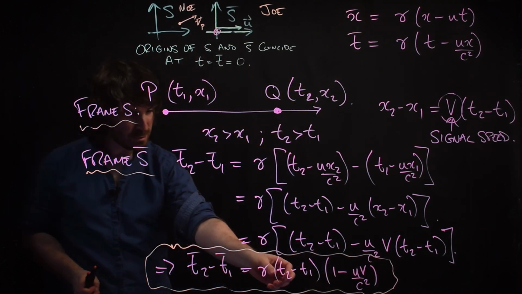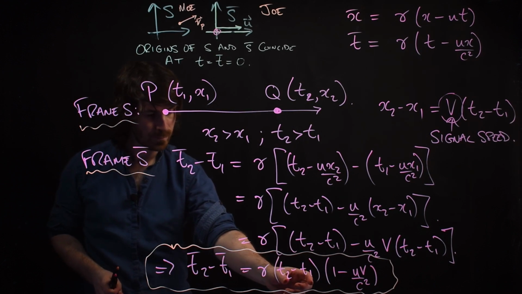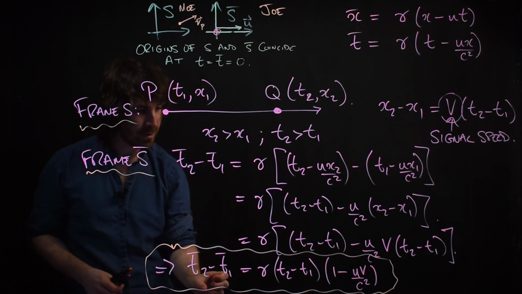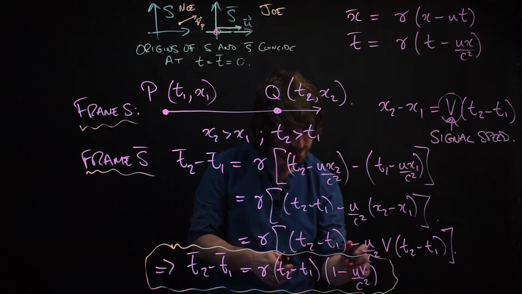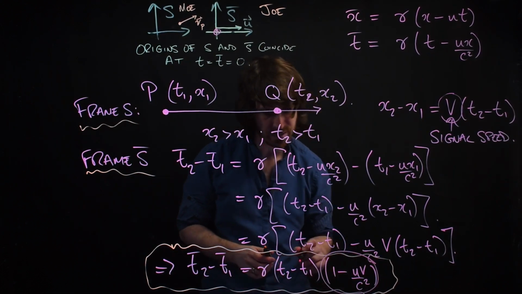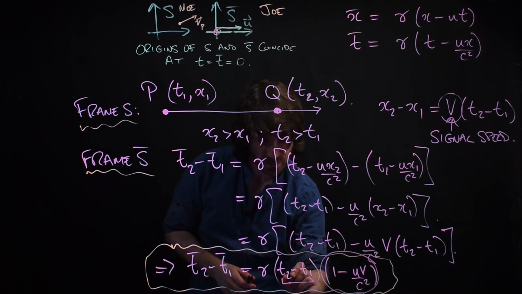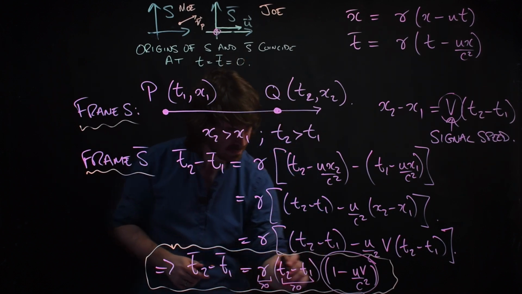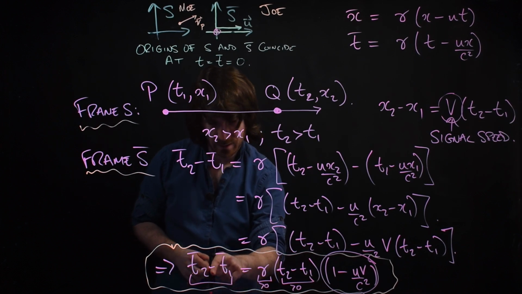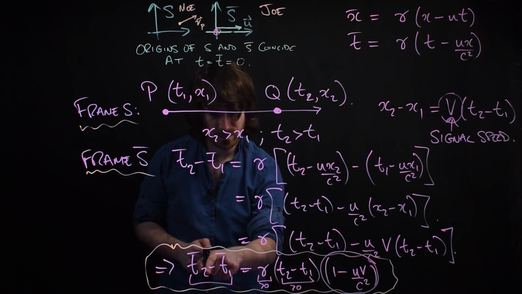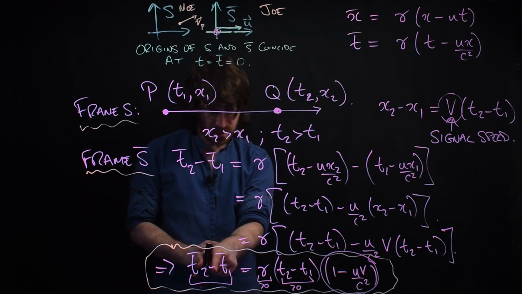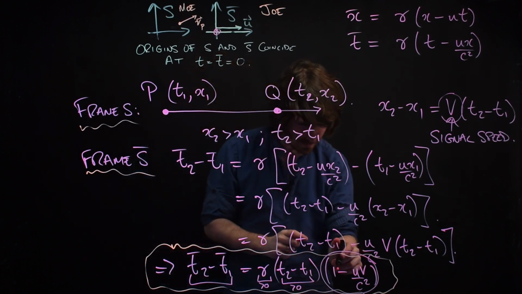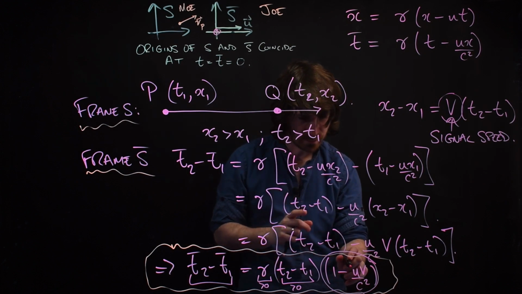Okay, so if t2 is greater than t1, then t2 bar will be greater than t1 bar, so this thing will be positive, if and only if this thing in the round bracket is greater than 0. Gamma is greater than 0, always, so the question is, is this greater than 0 or less than 0? Does event Q happen before P or after? And we maintain our causality that event Q happens after event P if and only if this thing in the round bracket is greater than 0.